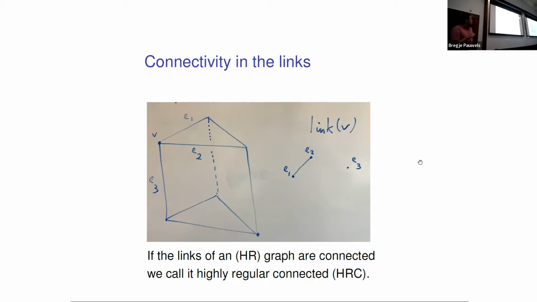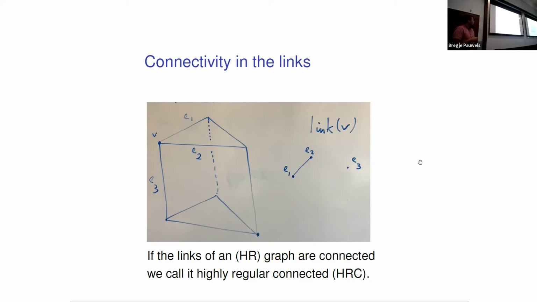So here E1 and E2 were in a triangle. So I connect them. E3 is here by itself. It's not in a triangle with E2 or with E1. So the link here has become disconnected. We don't want that to happen. We want the link to remain connected. And these sort of prismatic examples will show up later in the talk.